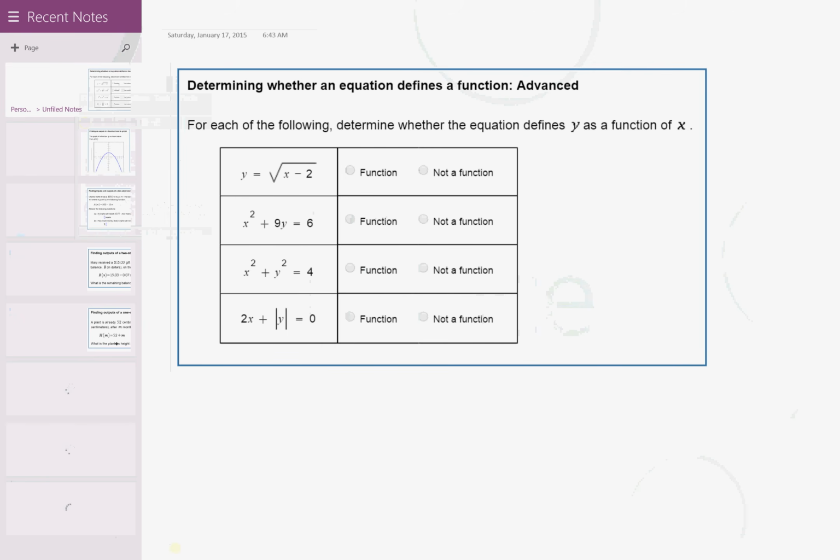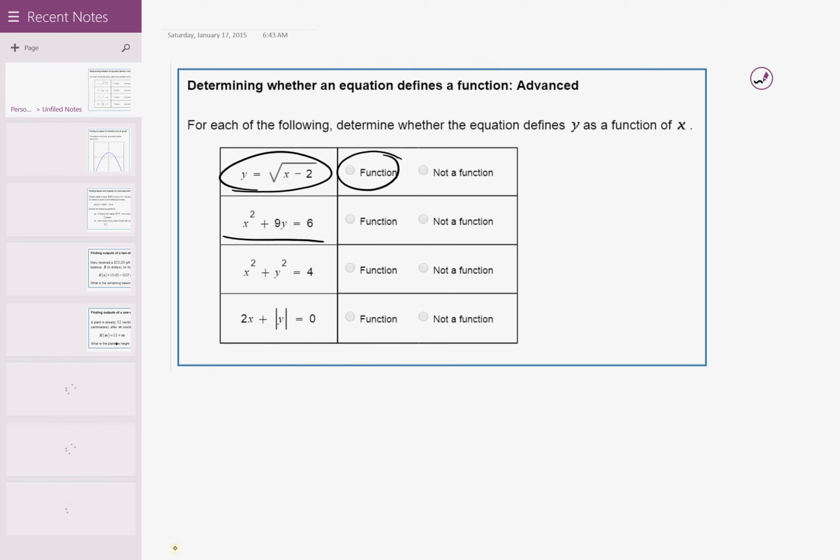We want to determine whether an equation defines a function, and these are a little more difficult to solve for y than in the previous example. Now, the first one actually already is solved for y, so that is a function. So I'm not sure why they consider that one to be more difficult.